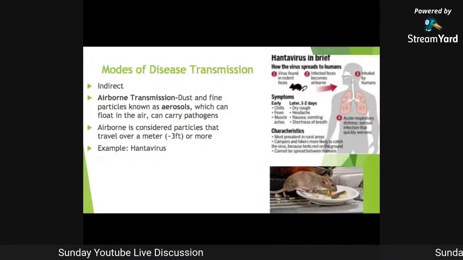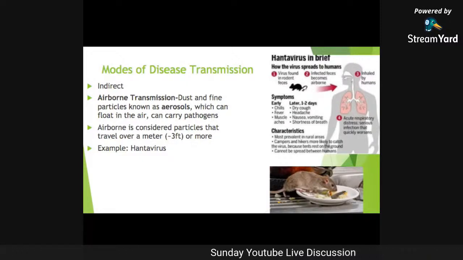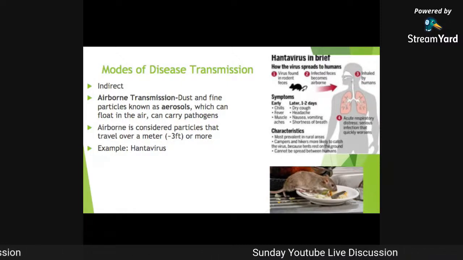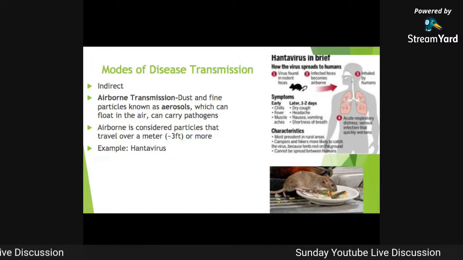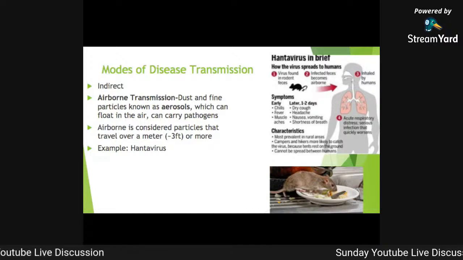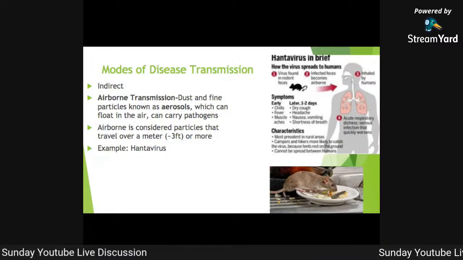Okay, so another indirect mode of disease transmission is airborne transmission. Dust and fine particles known as aerosols, which can float in the air, can carry pathogens. Airborne is considered particles that travel over a meter, roughly 3 feet or more. An example of this would be hantavirus. I don't know if you guys have ever heard of that.